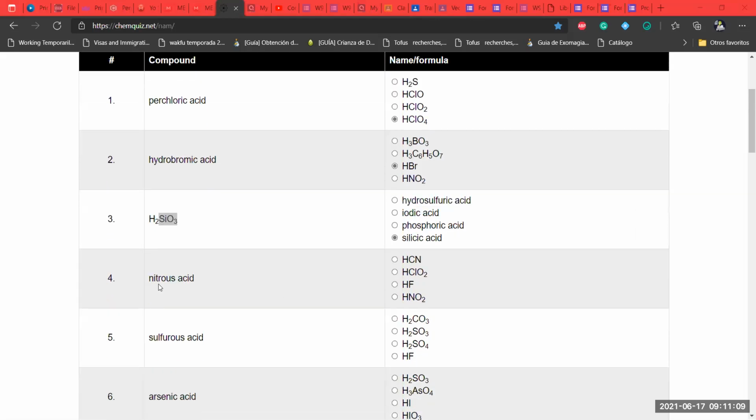Now the next acid says nitrous acid. Ose. Sprite is delicious. So that means that this anion will end in ITE. So it will be nitrite. And nitrite is NO2. So this will be my acid.